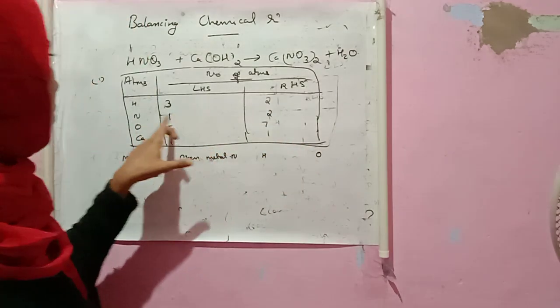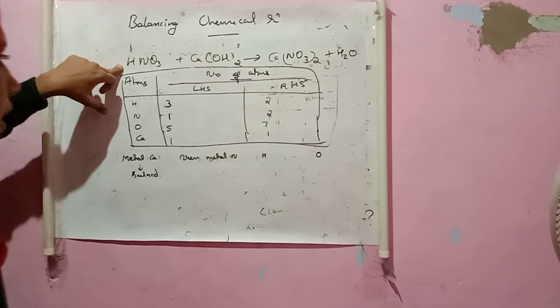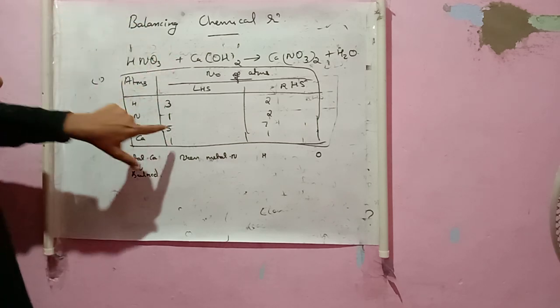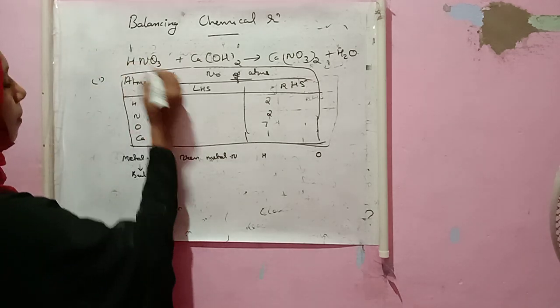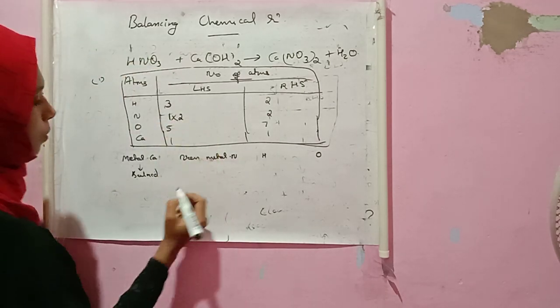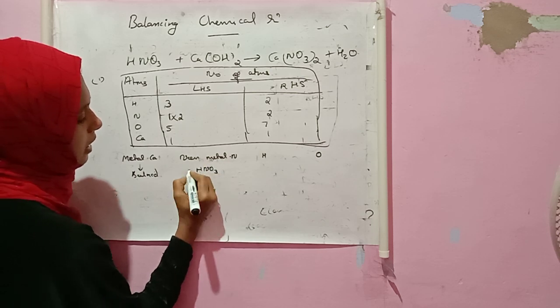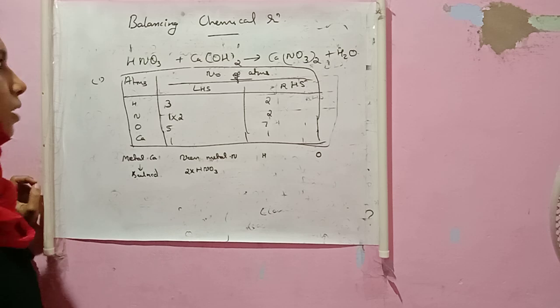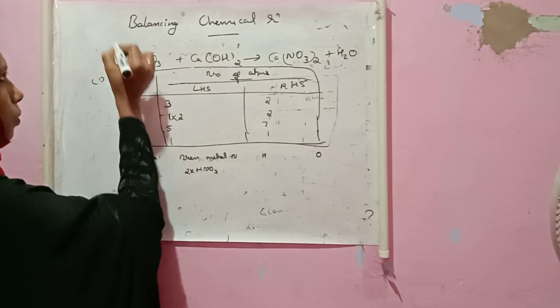So 1 into 2 means the nitrogen compound on the LHS side is HNO3. So we are multiplying this compound by 2. Then 1 into 2 becomes 2. So this compound, HNO3, is multiplied by 2. 2 into HNO3. I am writing here 2.